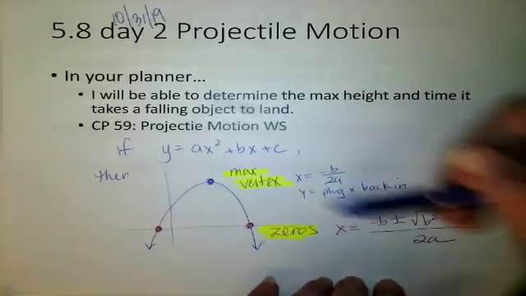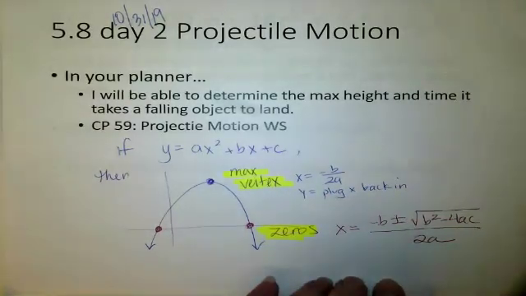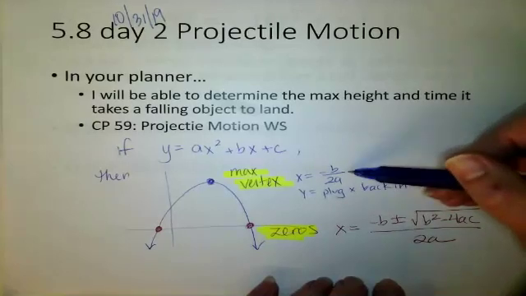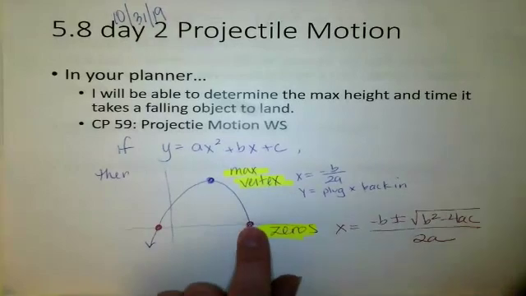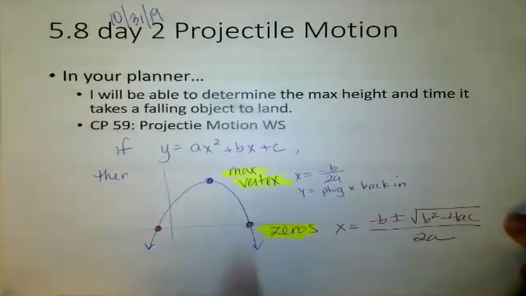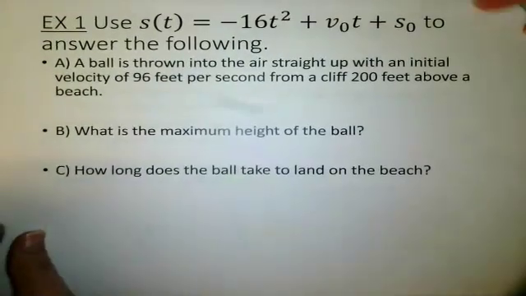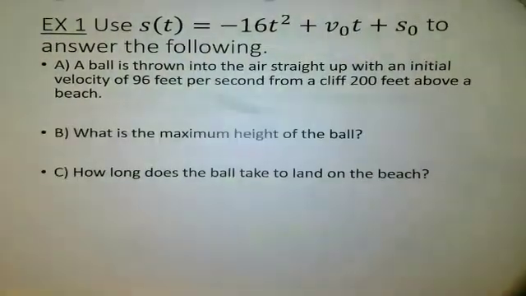And so these two formulas are what we're doing today. The vertex, finding the x and plugging it back in, and then using the quadratic formula to find those zeros where it hits the ground, okay? So I need you to copy down all of this. This is the only example we're doing today. Please write all of it.